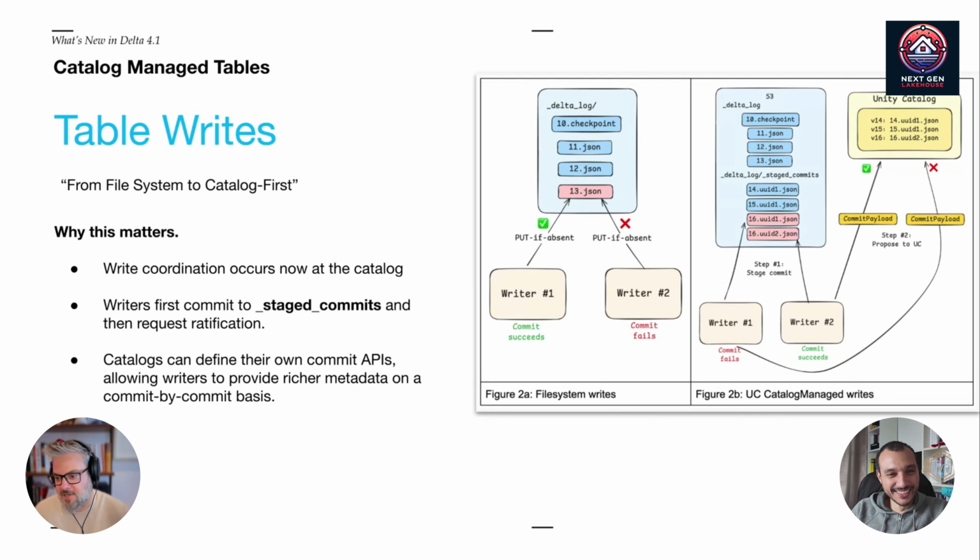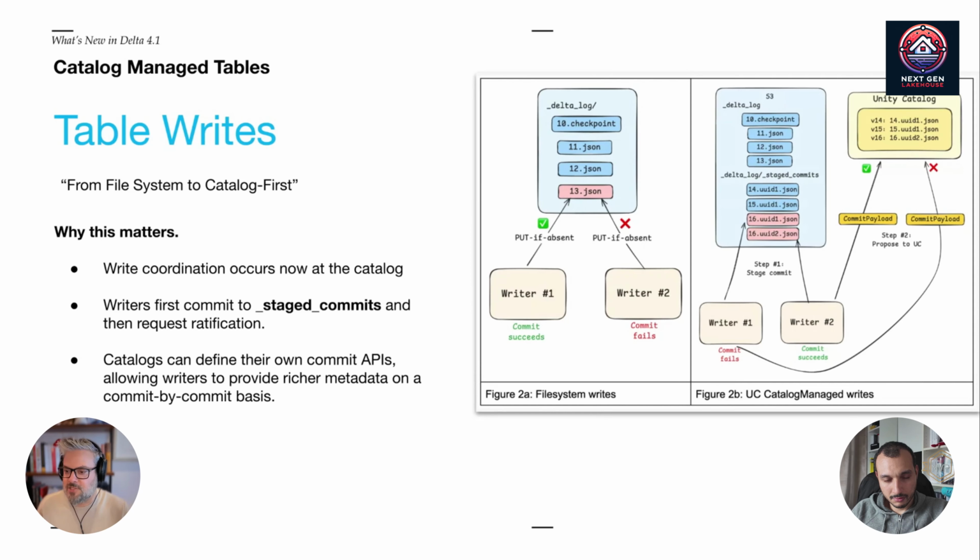So write coordination occurs in the catalog. Something new that's been introduced is staged commits. A staged commit for me occurs in my file system. It can also occur on an S3 path, depending on if you're writing locally or to a fully fledged environment. From the staged commits, I'm then asking Unity Catalog to take these staged commits and go apply them.